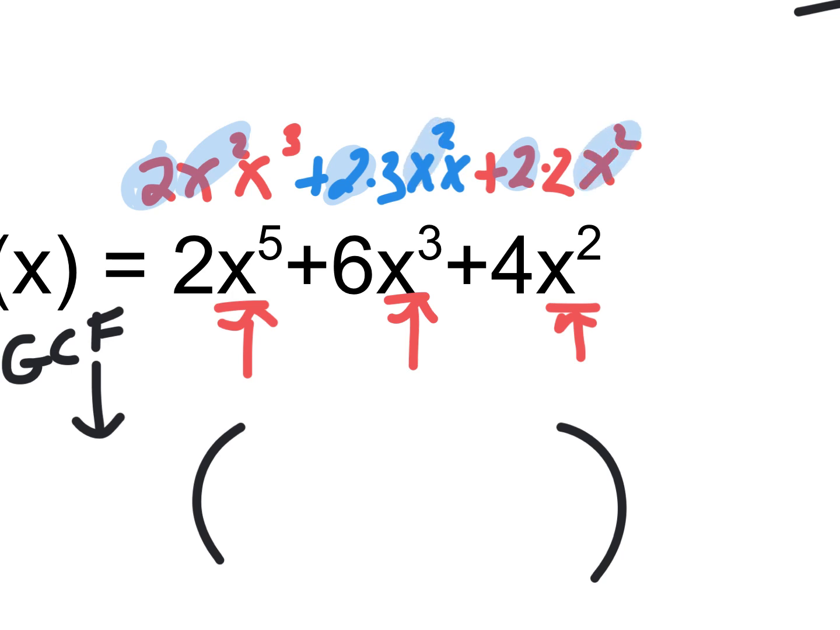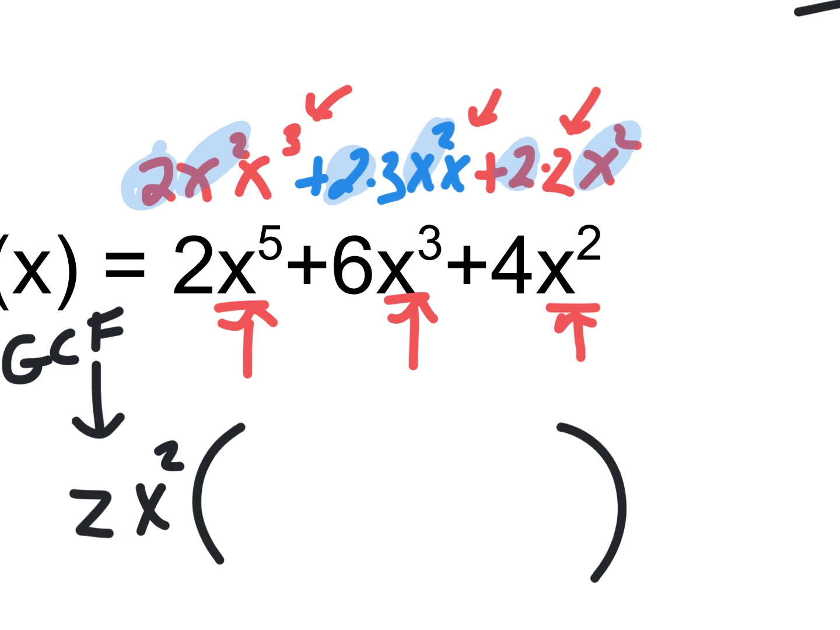And whatever's left, there's nothing left that I can say they all have. You know what I mean? Like the x to the third, they don't all have an x to the third. They don't all have an x because this one doesn't have an x, and they don't all have a 2. So the parts that are highlighted, that's the GCF. How many of you already knew it was 2x squared out in front? Okay, good.